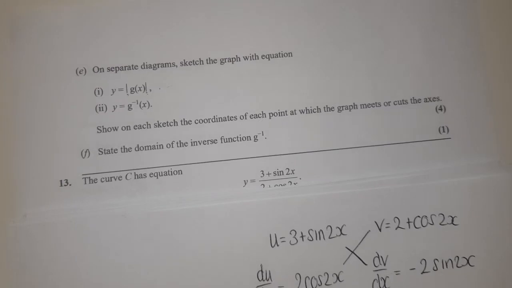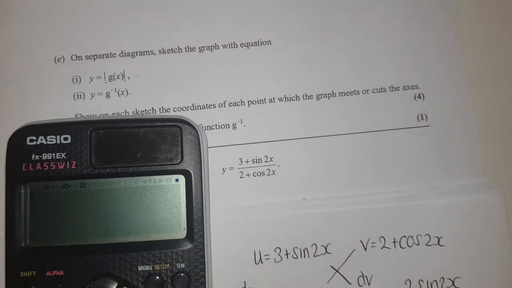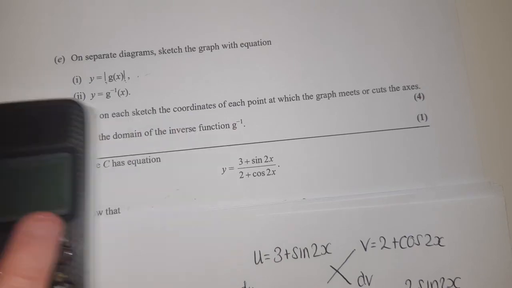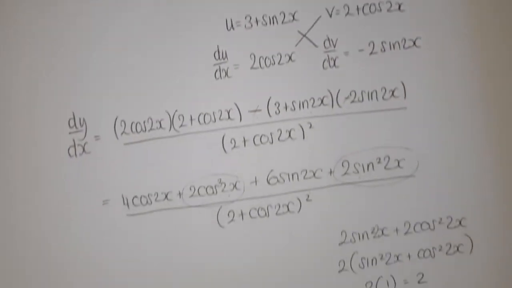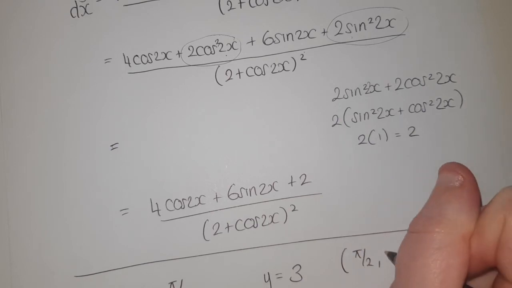Y was this one, so I'm going to do 3 plus sine, and 2 times pi over 2 is obviously just pi, over 2 plus cos, and again that's just pi. That's going to give me 3, so my y coordinate is 3, so I know it's pi by 2 and 3.